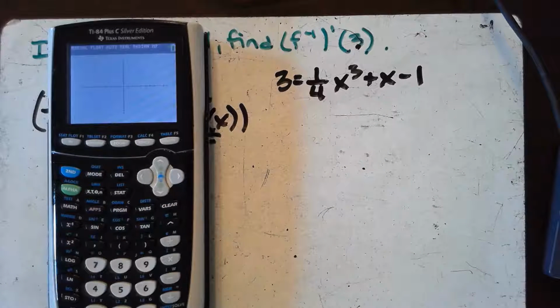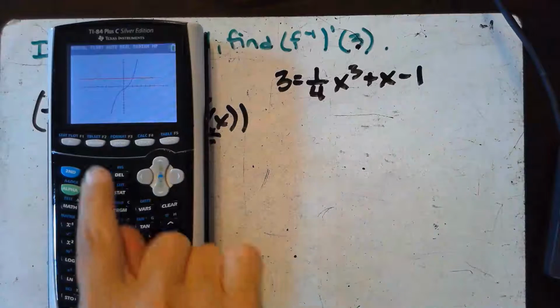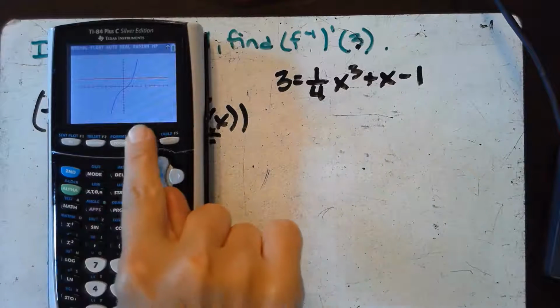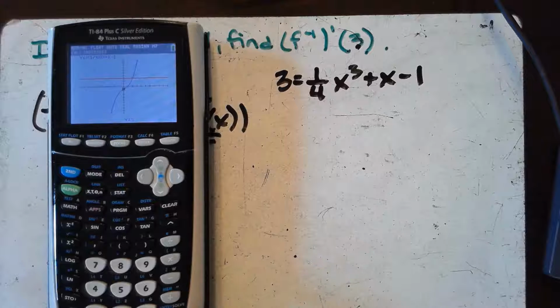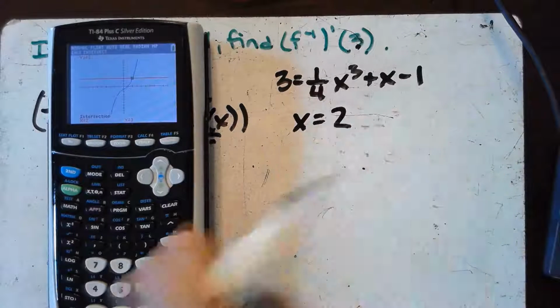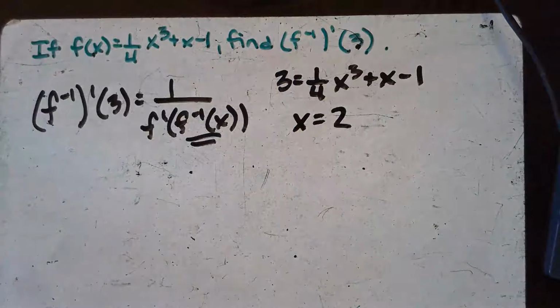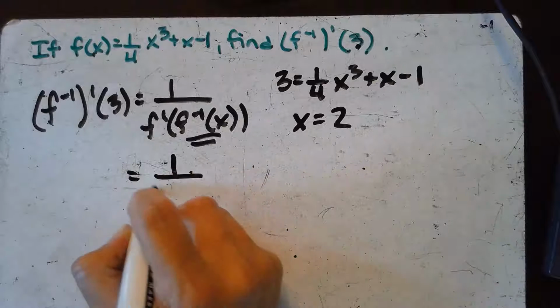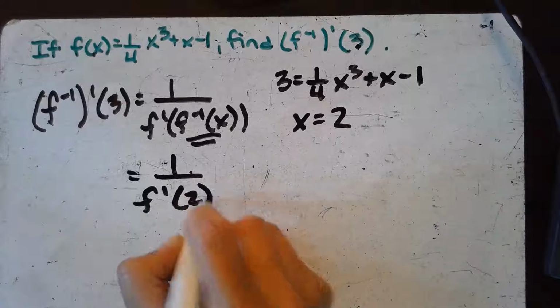So zoom 6. Not sure what my window was beforehand. I want to find where these cross, and it's only going to cross in one spot. So second trace, 5 for intersect, 1, 2, 3, and I get x equals 2. All right, so I know that this value right here is 2.